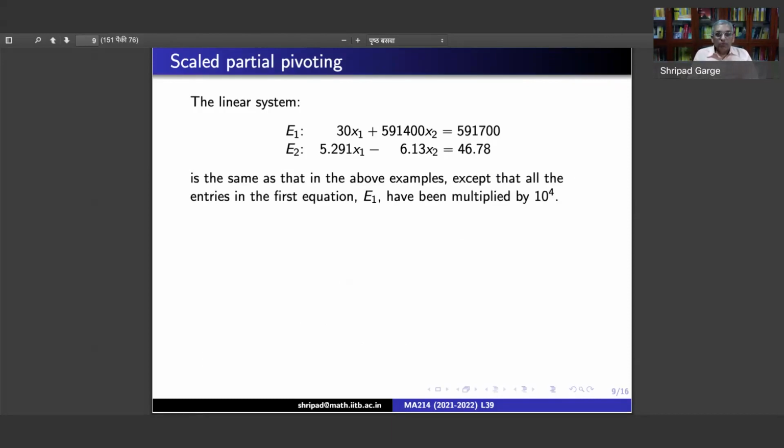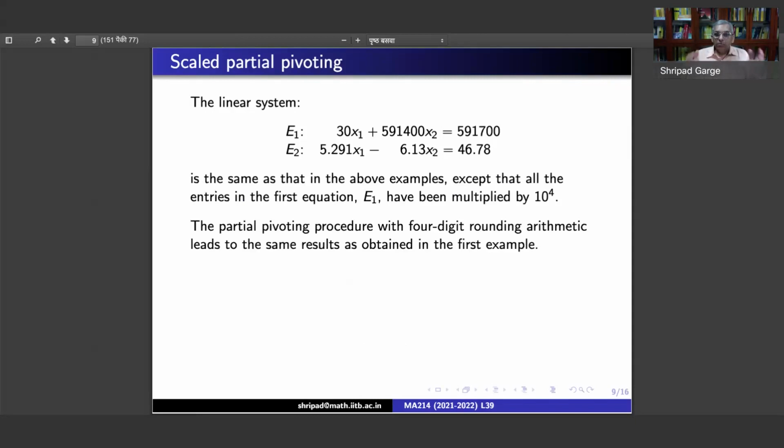With this system, the partial pivoting procedure and 4-digit rounding will give us incorrect results. Let's see what happens. We are looking at the very first example, remember how we got the incorrect results? When we applied the pivoting without partial to the original equation, we got the incorrect result where x1 was minus 10 and x2 was 1.001. We are saying here that if you now change even by this multiple and apply partial pivoting, even then we get wrong answers. So let's see what happens.